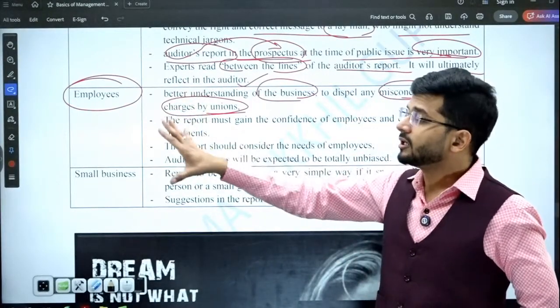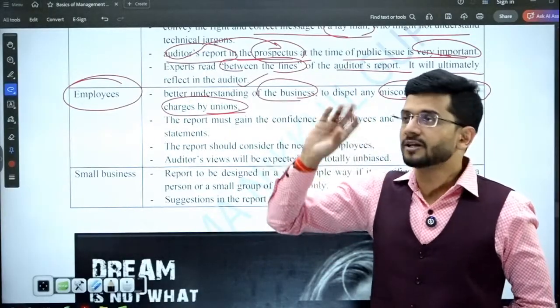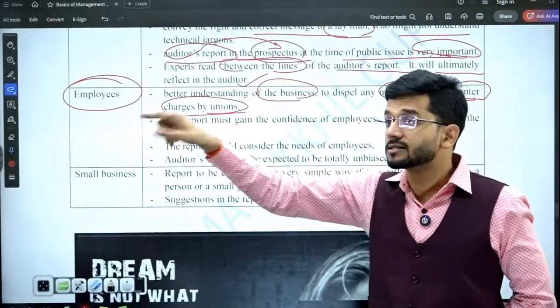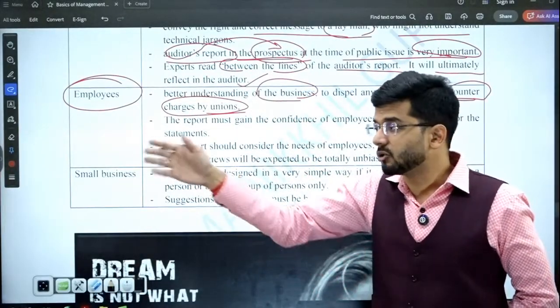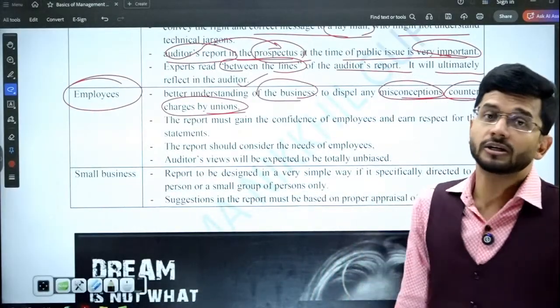So now employees want a fair analysis of whatever the union is saying, whether it's true or not. Management is not giving bonus this year. This is a statement which is released by the union, but now employees want to understand whether this is true or not. And if yes, what is the reason why management is not declaring bonus this year? That is the perspective of employees for conducting management audit.